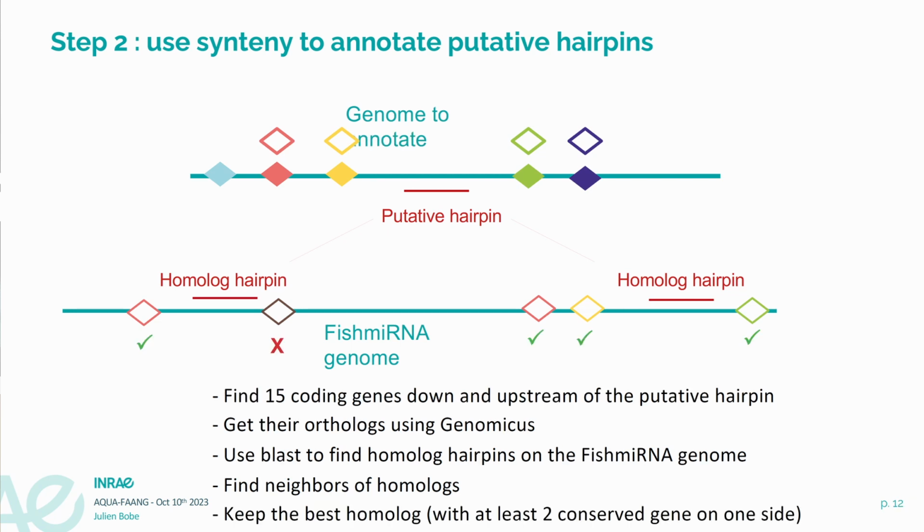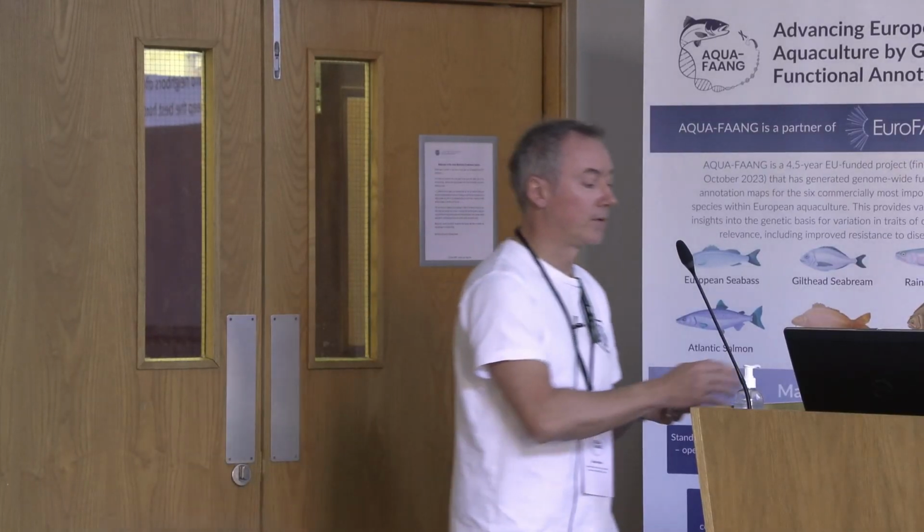Based on that, we decide to keep the best homolog with at least two conserved genes on one side. That's the criterion that we use so far.